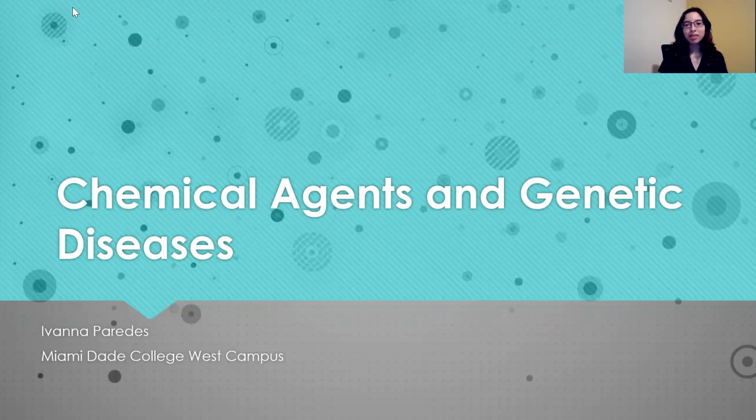Genetic diseases affect a large portion of our population. In order to better assist those who suffer from these diseases, it's best to understand what goes on behind the scenes of influencing them, such as chemical agents. Today, that's exactly what I'm going to talk about: chemical agents, two specific chemicals, and how they affect genetic diseases.